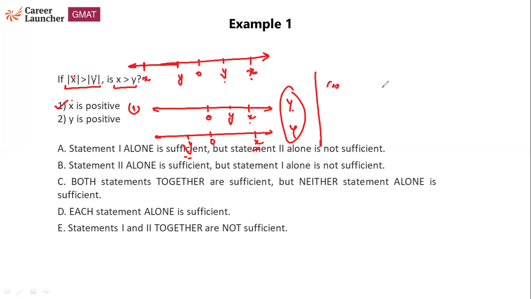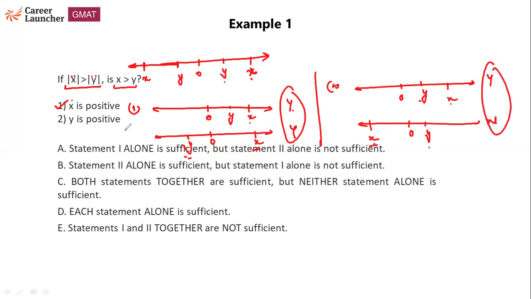Similarly, the second says y is positive. If y is positive, x could be positive, or as we have just understood, x could be negative. Now answer the question, is x greater than y? Yes. Is x greater than y? No, x is negative. Not getting a definite answer, therefore the second statement is not sufficient, the answer being A. So that's how visualizing helps.